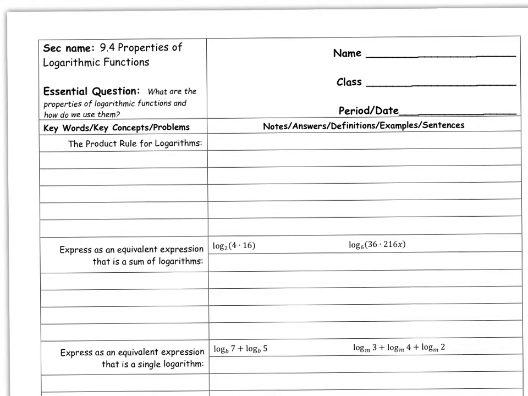Hi guys, so we're back for lesson 9.4, properties of logarithmic functions. I think we're going to break this into 3 sections on Canvas. So we'll do the product rule for logarithms, the quotient rule for logarithms, and the power rule for logarithms. There's 3 different rules, so we're going to break it just into 3 different sections to make it a little bit easier. Originally this lesson was much longer because it has more on it.